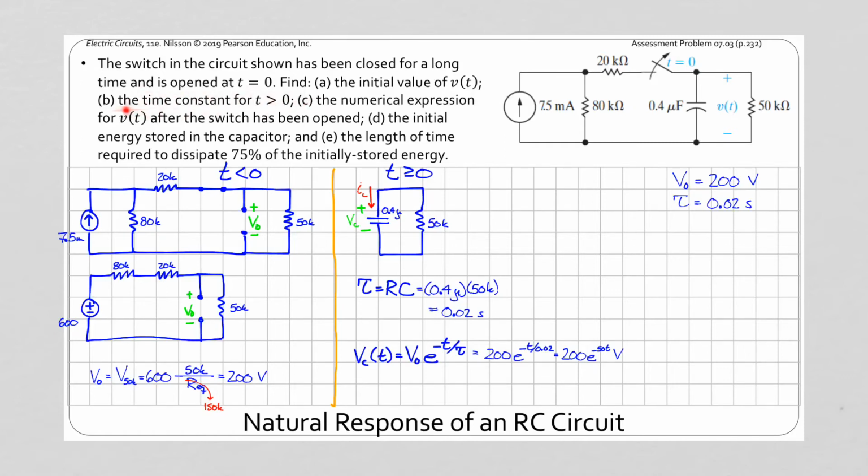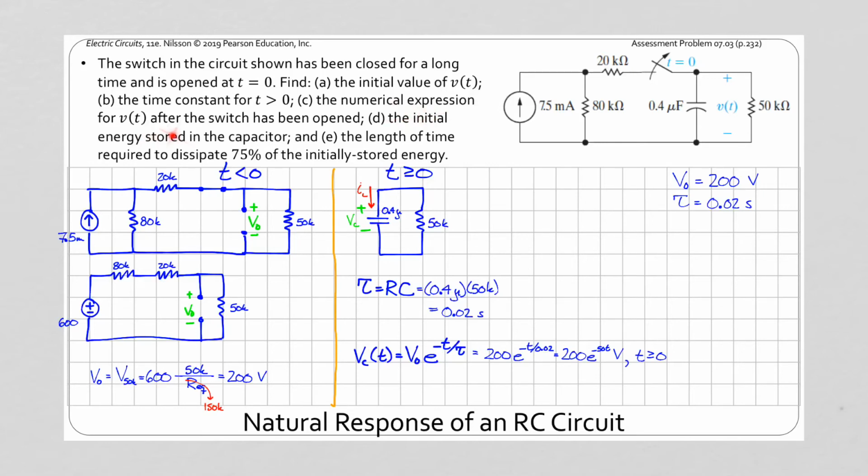We were asked for the time constant, and we've found that as well. We're asked for the numerical expression for v(t). We found that as well. The implication here, because we derived this for t greater than or equal to 0, is that this is valid for t greater than or equal to 0.